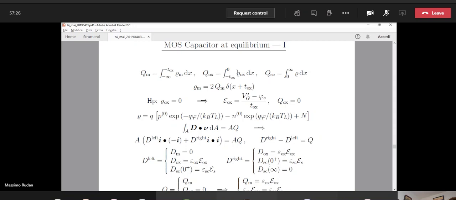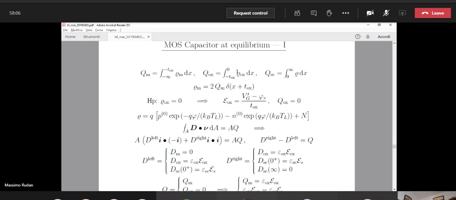Then we can approximate the charge density in the metal as a Dirac delta. So you see the second line shows that rho m is proportional to the Dirac delta centered at minus T ox. So it is a delta of x plus T ox. Then we have to multiply by Qm, because you remember, if you integrate the delta, you obtain 1. Okay, so if you integrate rho m, you must obtain Qm.